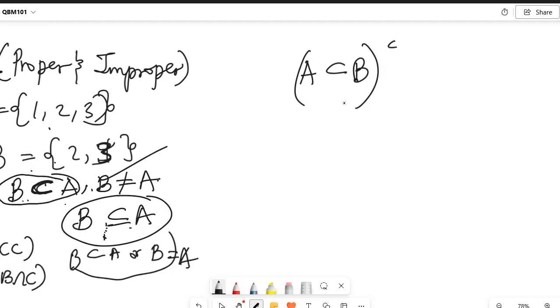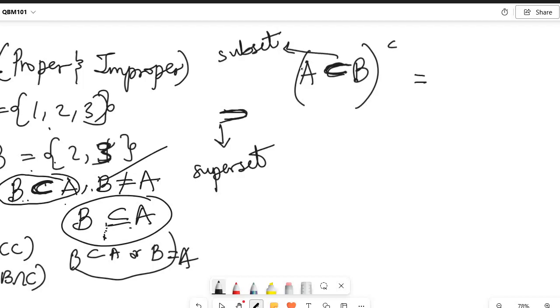Now take note that just like in intersection and union, if I take the complement of this, it will change the sign. Now there's something called subset. This, like a C lying flat, represents subset. Now if I change the direction of how the C is lying flat, more like something like this, then I have a superset. So we have something called subset and we have something called superset. This is subset, this is superset.